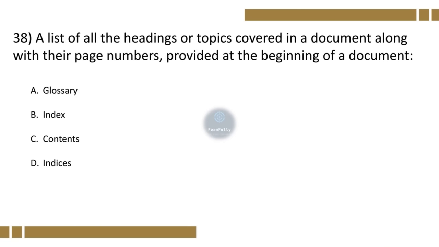Question 38. A list of all the headings or topics covered in a document along with their page numbers, provided at the beginning of the document. Option A, glossary. B, index. C, contents. D, indices. And the correct option is C, contents.